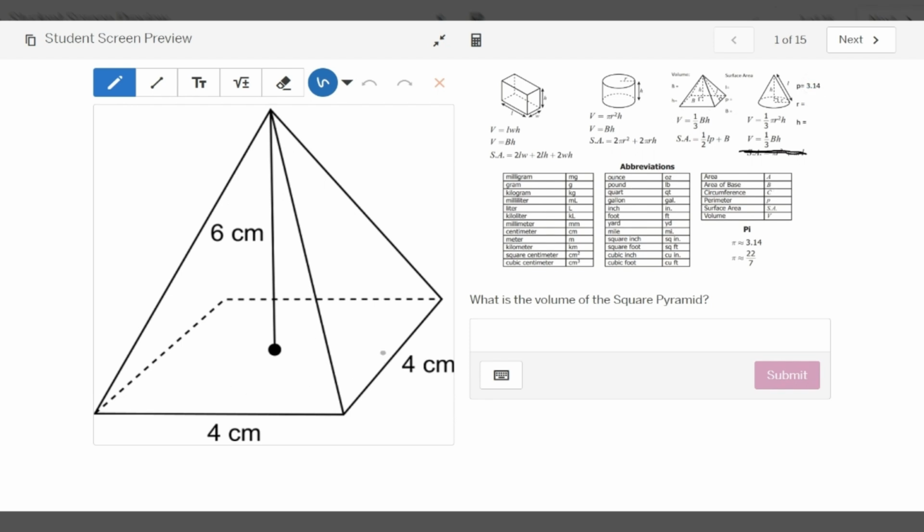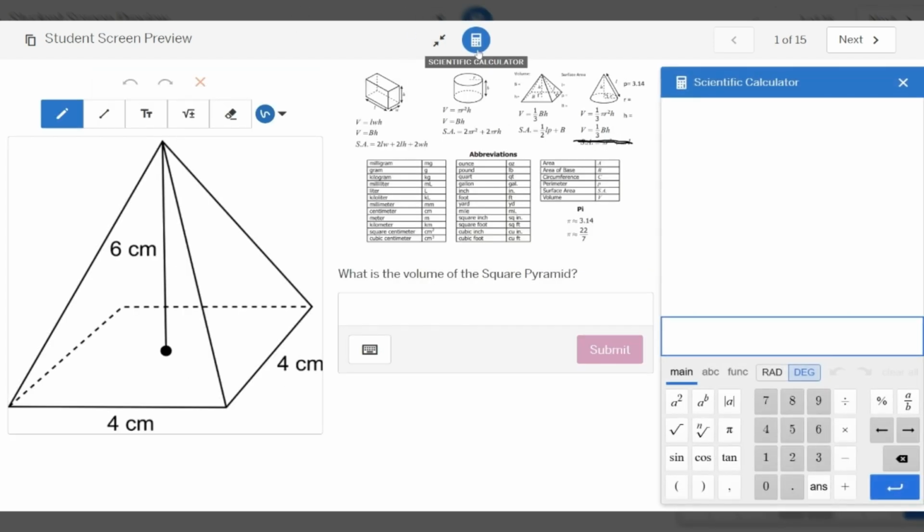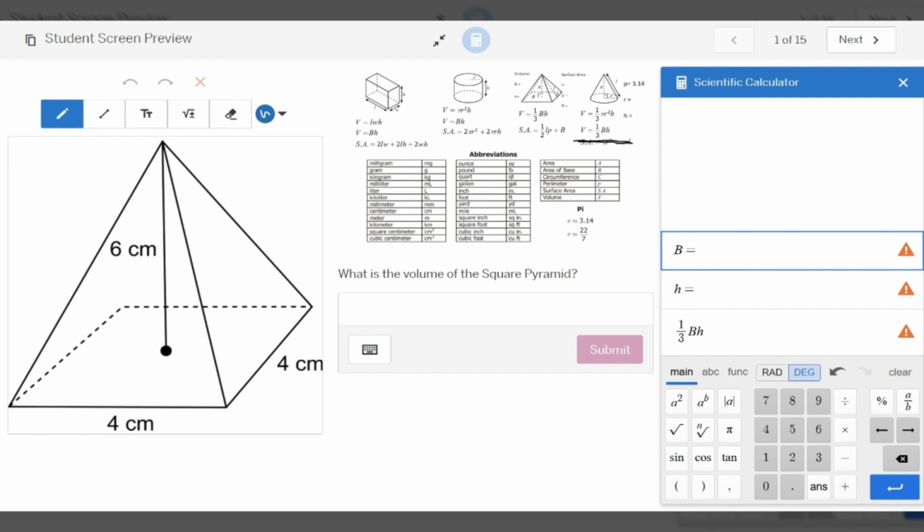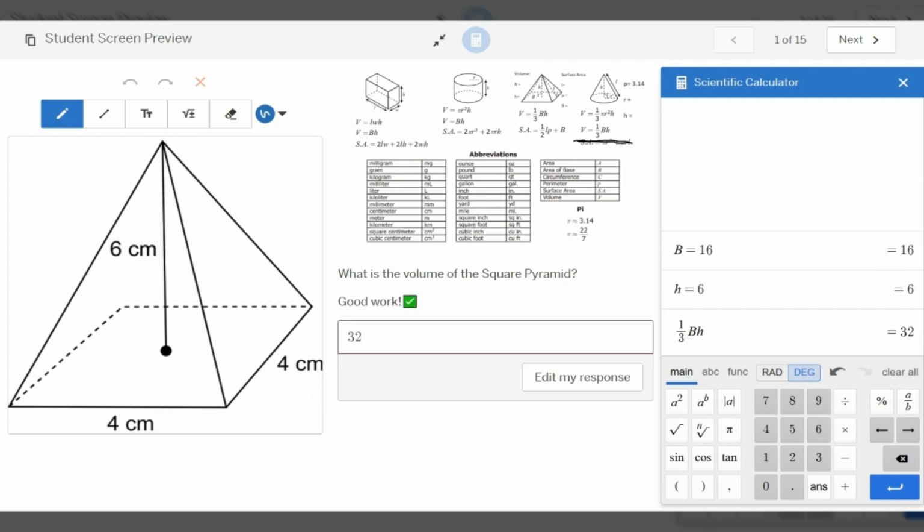And the area of the base is the inside of our square. So, this right here. So, it's really what's the area of the square. So, V equals 1/3 area of our base times height. For this, to find our B, we do 4 times 4 or 4 squared. So 4 times 4, we get 16. That's really just the area of that square base of our square pyramid. Then our height is 6. Our answer here is 32.